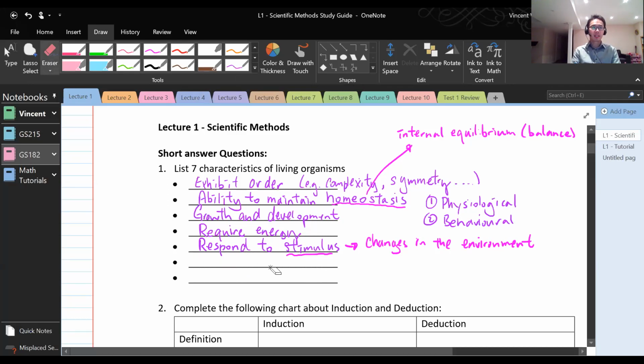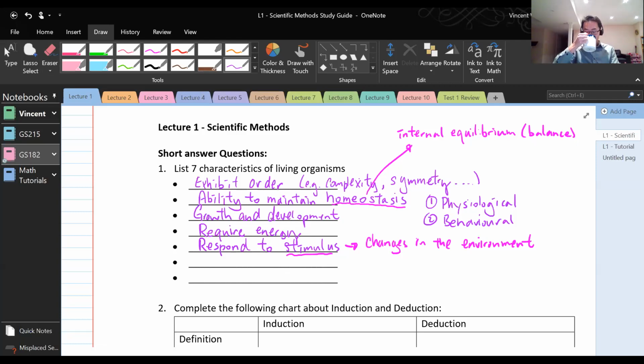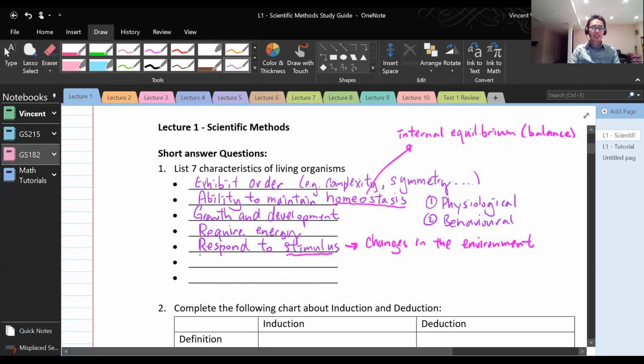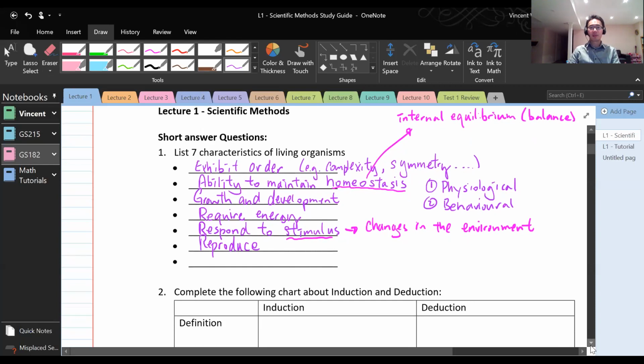What's another one? Anybody want to give me another one? You can either type in the chat box or you can unmute. Reproduction. That's pretty good, right? The ability to reproduce. That's kind of like the goal of all living organisms, to reproduce, to make more copies of themselves. More offspring. Okay, so that one is pretty self-explanatory. And the last one is the ability.